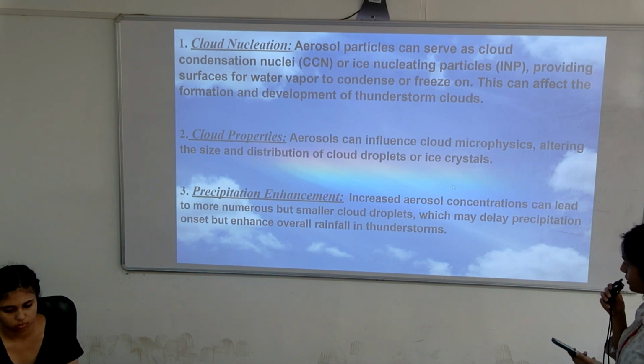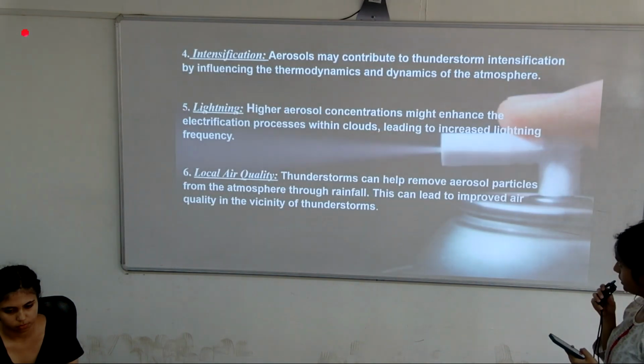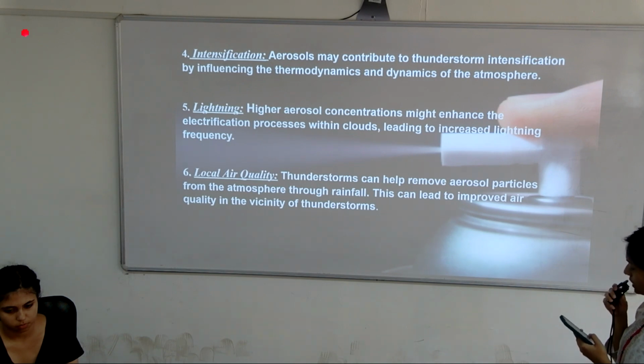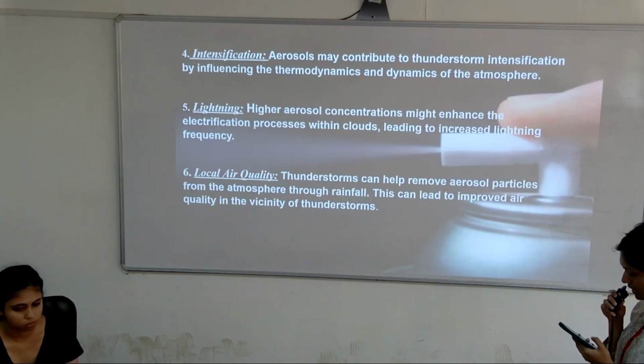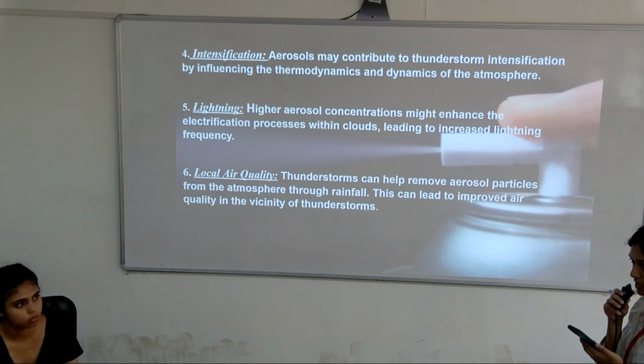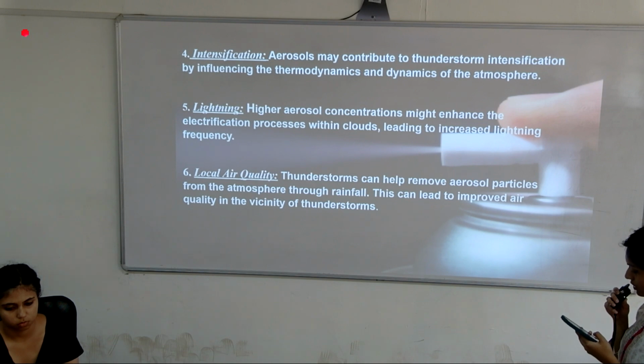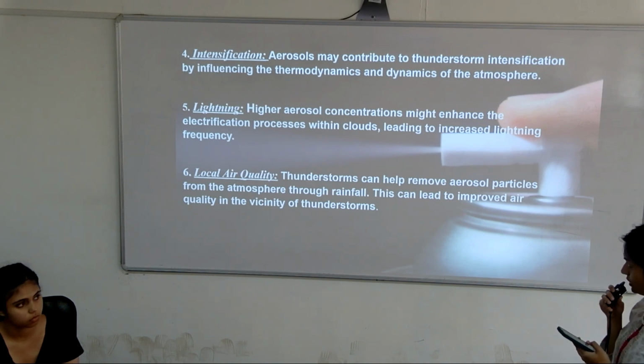Next is precipitation enhancement. Increased aerosol concentrations can lead to numerous but smaller cloud droplets, which may delay precipitation onset but enhance the overall rainfall in thunderstorms. Next, we have intensification. Aerosols may contribute to thunderstorm intensification by influencing the thermodynamics of the atmosphere. They can affect the temperature, humidity, and stability, potentially leading to stronger updrafts and more severe weather.